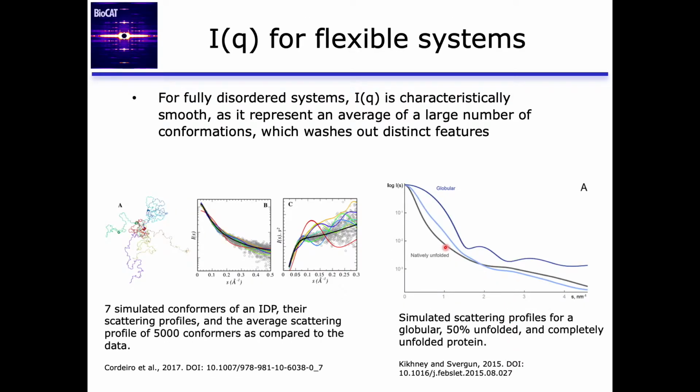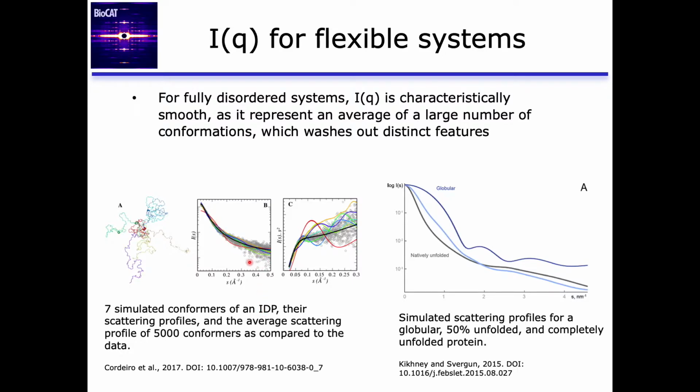So first, we're going to start with the scattering profile. For fully disordered systems, the scattering profile, I(q), is characteristically smooth because it represents an average of a large number of conformations which washes out distinct features. And I think this is really nicely shown in this figure here on the left. So this is a group that collected data on an intrinsically disordered protein, an IDP.